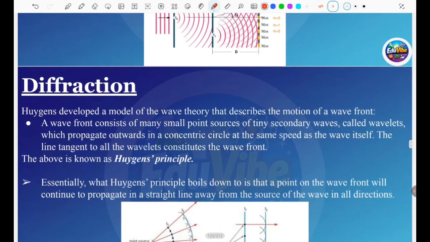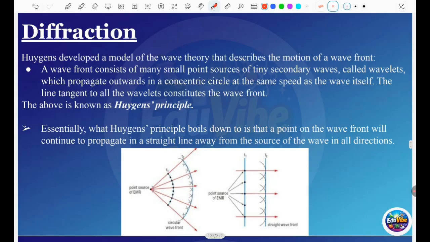So let's start with diffraction and with the principle of Huygens, who developed the model of the wave theory. We did the wave theory model in the starting lessons, and that describes the motion of the wavefront. The wavefront consists of many small point sources of tiny secondary waves called wavelets. So this is all the experiment of Huygens, which says that the wavefront consists of many small point sources.